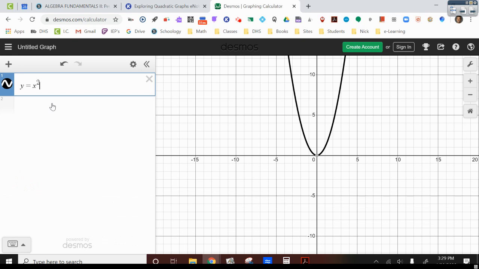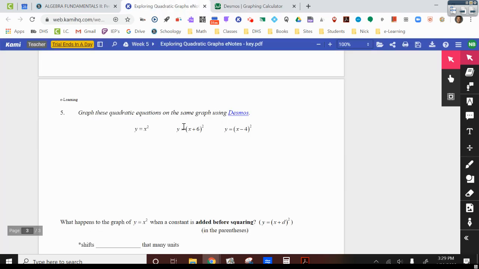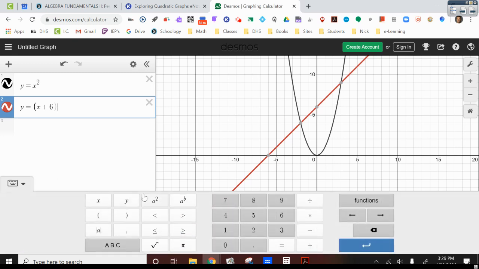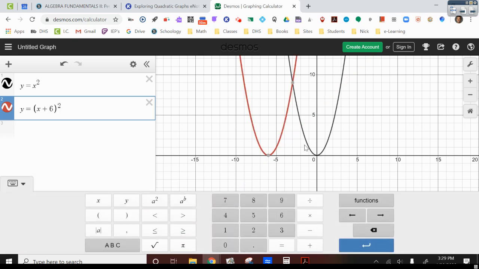squared. Now you've got to be careful typing these in, and look at the parentheses here. We're going to have y equals parentheses x plus 6, and we want the square on the outside of our parentheses. Oh, look at that. Did you see where it went? When we added 6 to it, it looks like it went 6 units to the left.